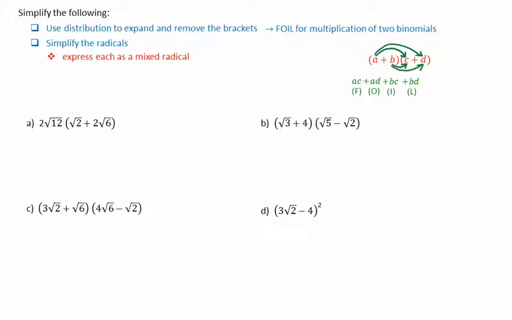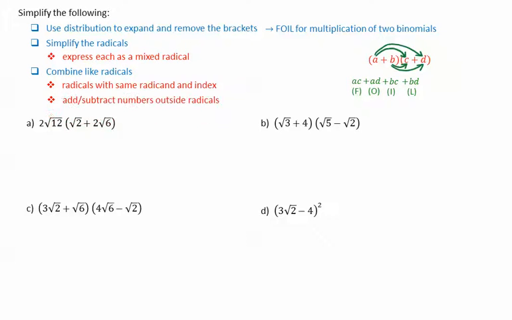If we have an entire radical that can be expressed as a mixed radical, we have to remember always to do this. And then we will combine any like radicals. Recall that these are radicals that have the same radicand and the same index. To add these, we simply add or subtract the numbers outside of the radicals.